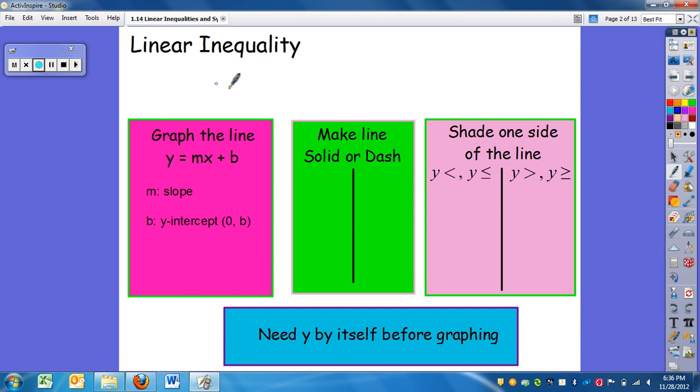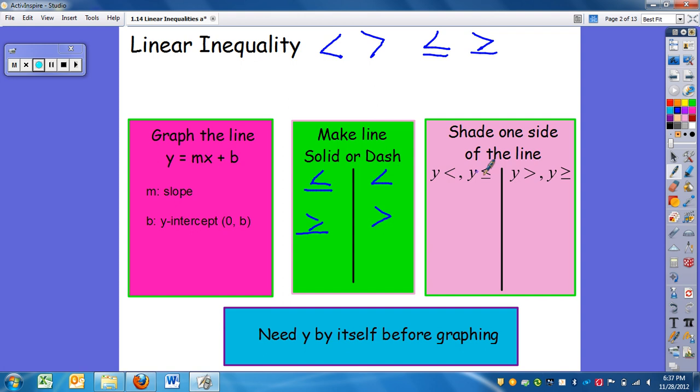So linear inequalities, what you need to do. You're going to graph the line just as we graphed y equals mx plus b. Remember, m is your slope, b is your y-intercept. The difference is, because it's a linear inequality, we're going to have a less than, a greater than, less than or equal to, and greater than or equal to. So the solution is not just the line, it's going to be a whole bunch of points on either side of the line. So you need to make the line either solid or dashed. The line would be solid if it's less than or equal to, or greater than or equal to. The line needs to be dashed if it's less than or greater than.